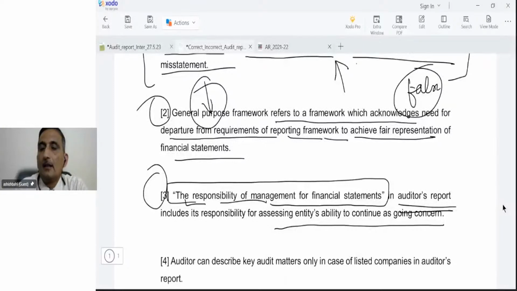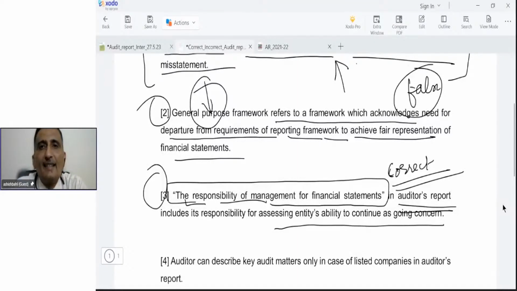Yes, this you have answered correctly. This is correct. Because SA 700 requires it to state so. Okay. Number 4.